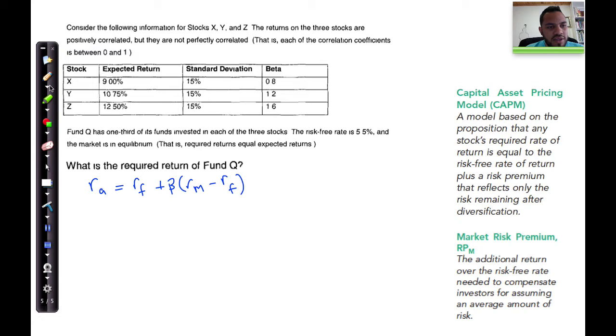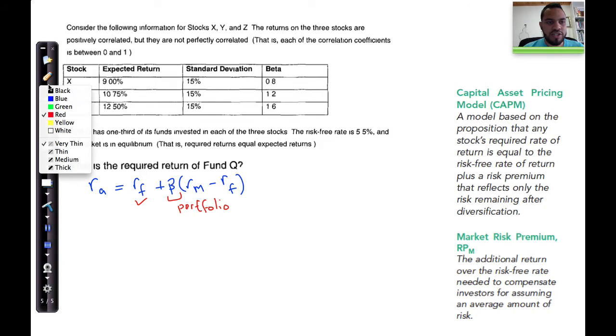Now, what is important to note here is that when we're talking about an entire portfolio, we need to know that the risk-free rate is given. The beta value here must be the beta value of the entire portfolio, multiplied by the risk premium of the portfolio. And the risk premium was actually answered in question 2.1.